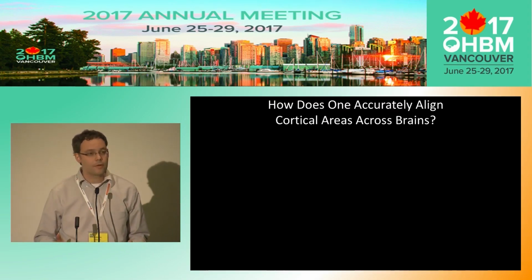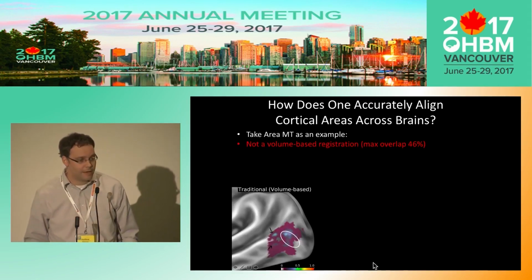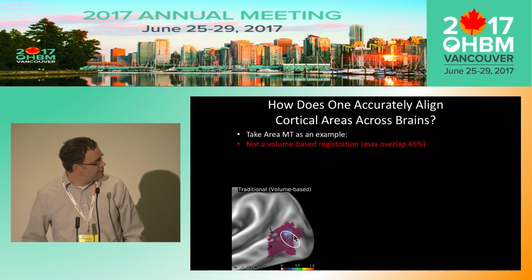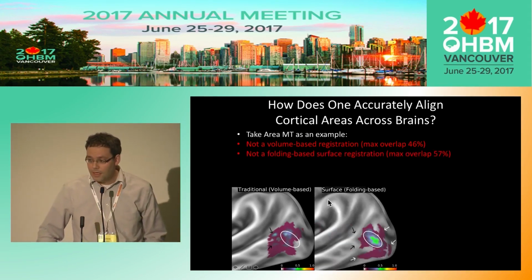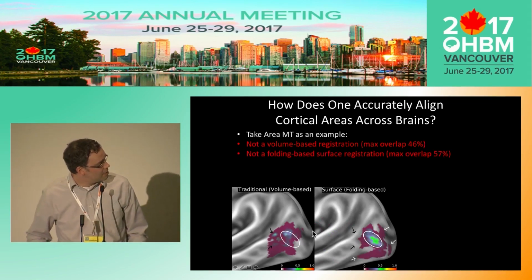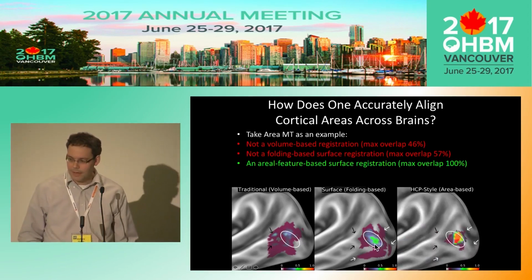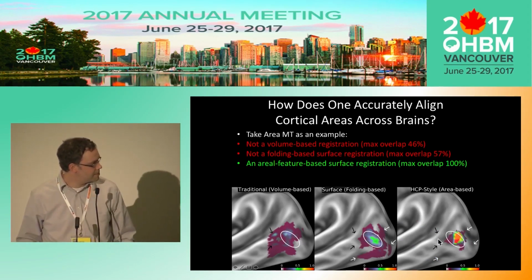But also, how do we align cortical areas across brains? We'll take area MT as an example here and just compare what different registration algorithms can do. This is actually area hOc5, which is thought to be very similar to area MT. And you can see in a volume-based registration, we get these 2 hotspots of relatively low overlap. We're only maxing out at 46% overlap across 10 subjects. If we take the exact same data, but just go onto the surface here, we do quite a bit better, up to 57%, but we still have some of these areas that are not in this group pattern here. So if we use what I call areal feature-based surface registration, we can drive that alignment up to 100%.